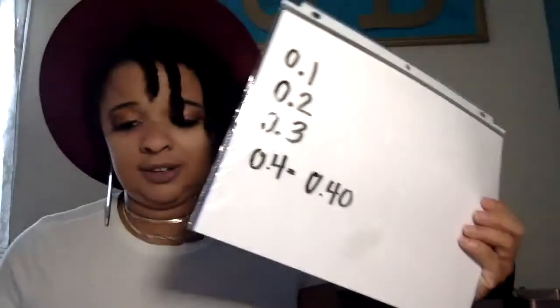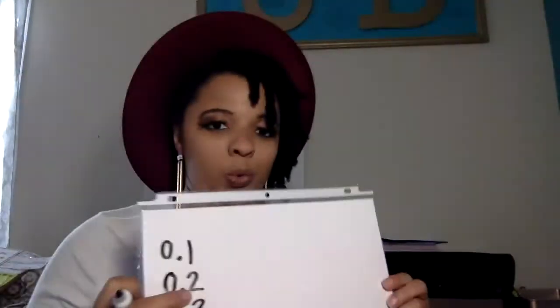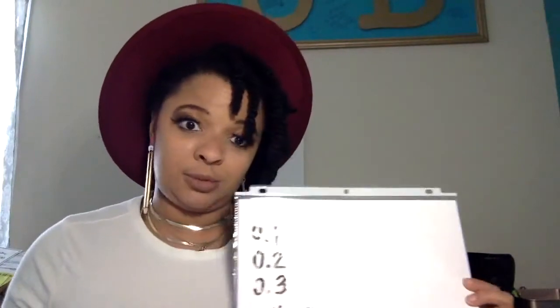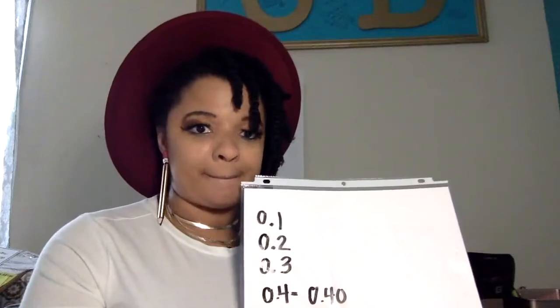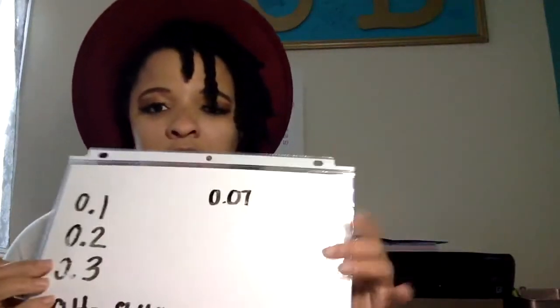Now, if I have 7 units, what would that be as a decimal? What would that be as a decimal? Right, it would be 7 hundredths.